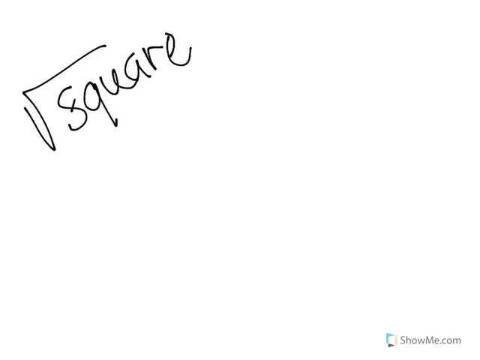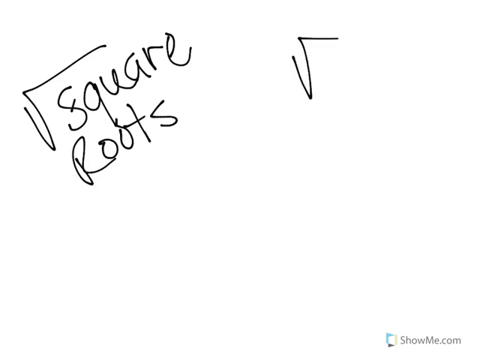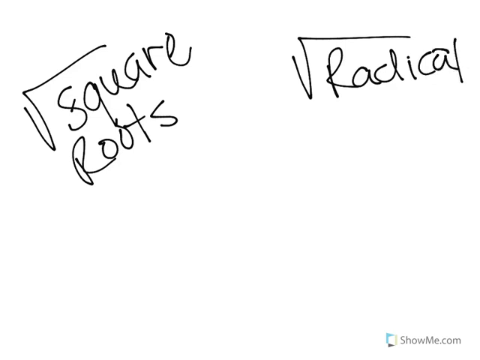Alright, in this lesson we're going to talk about square roots. Before we begin, let's talk about this sign, this symbol that we have here. This is called a radical. You place the number in the radical that you're looking for the square root of. So, just say I'm looking for the square root of 25.